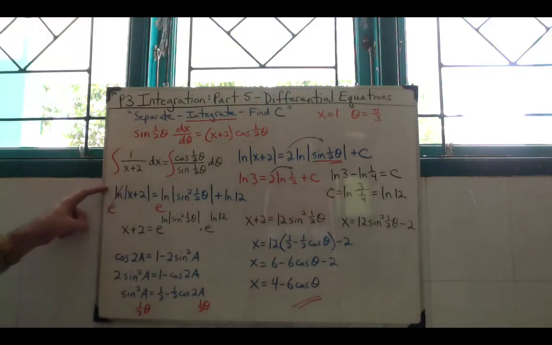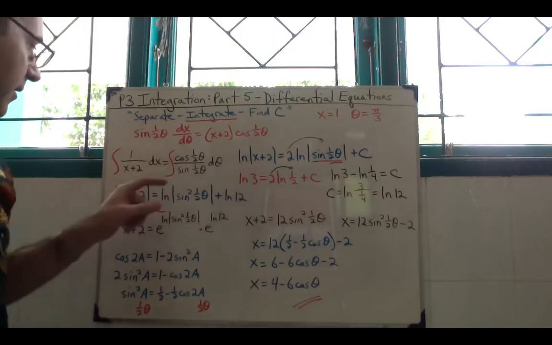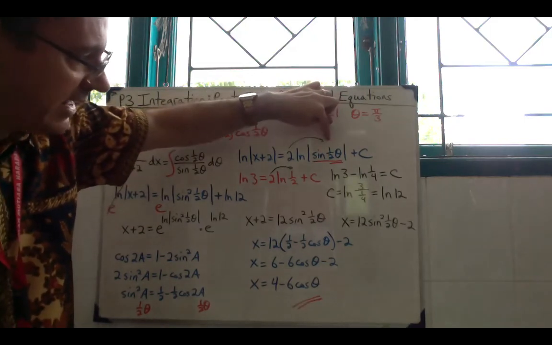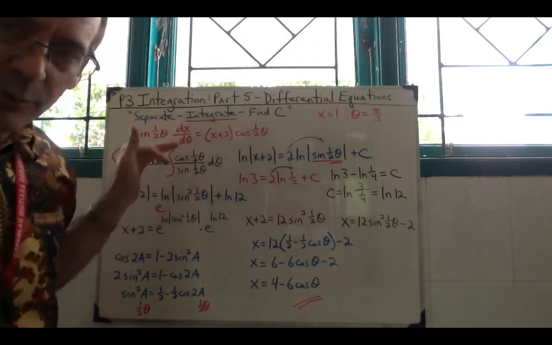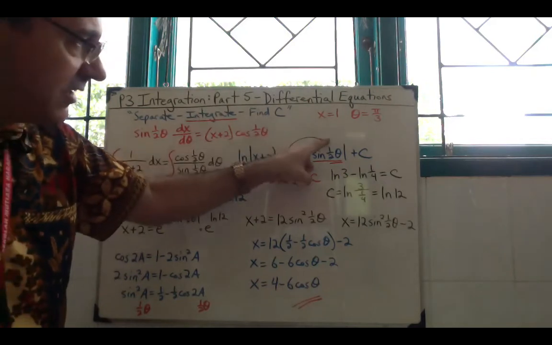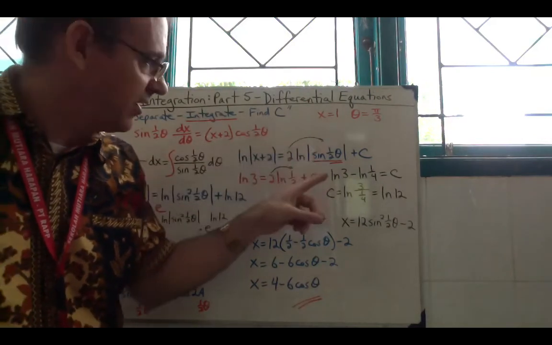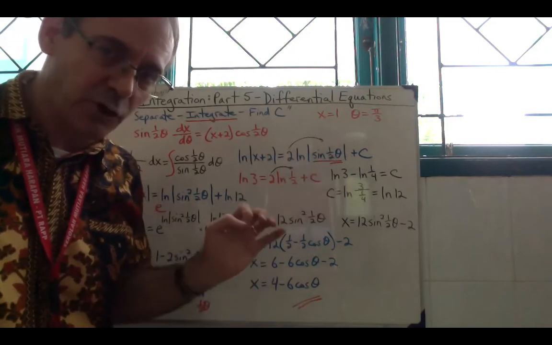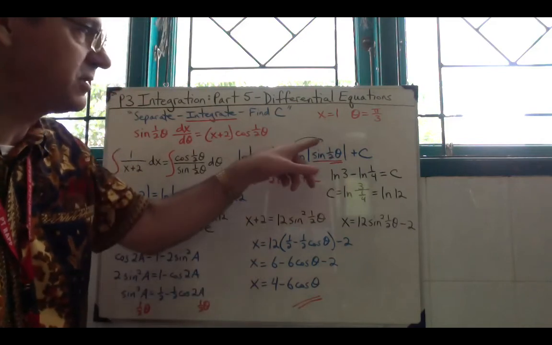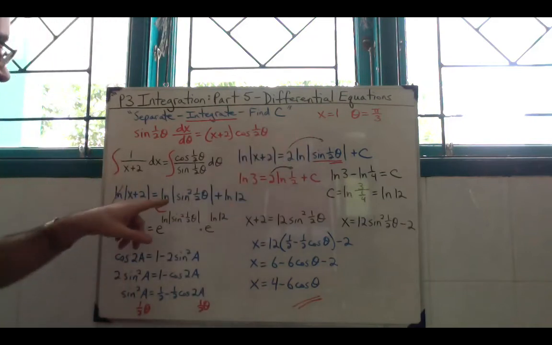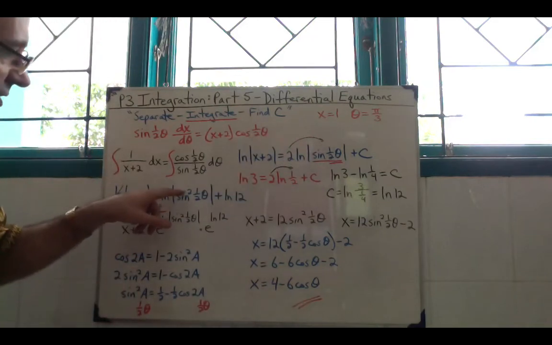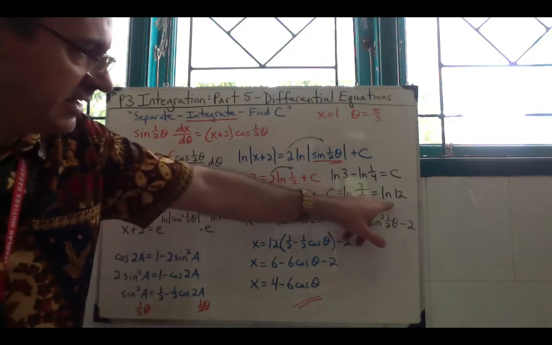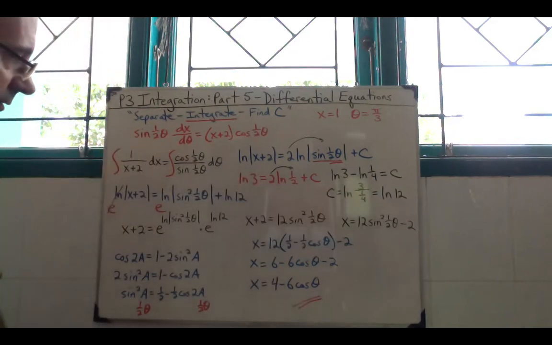So I come back here and rewrite it out, ln of x plus 2. Now I've moved the 2 up as the exponent. You could have done it earlier. I waited till now. And it's a square. Remember, it squares the trig function. It does not square the argument. Don't square the argument of the trig function. It squares the trig function itself. So it's ln sine squared half theta plus our c, which is ln 12.